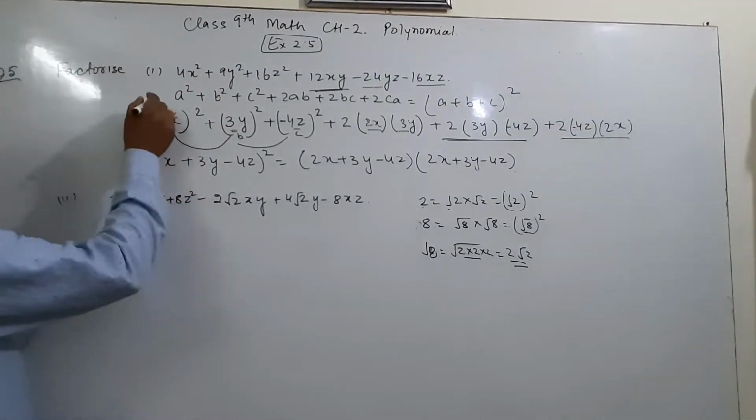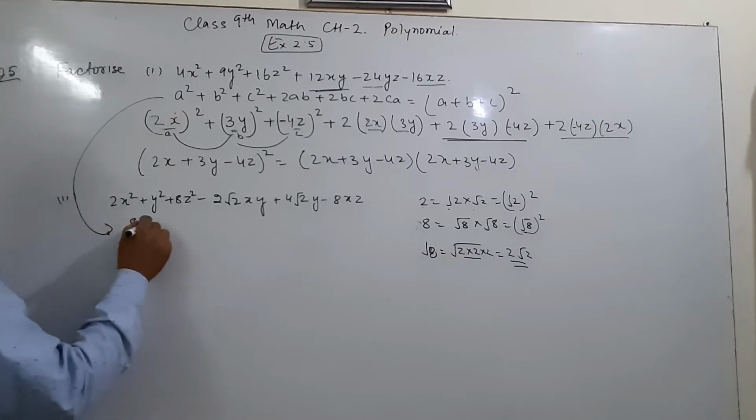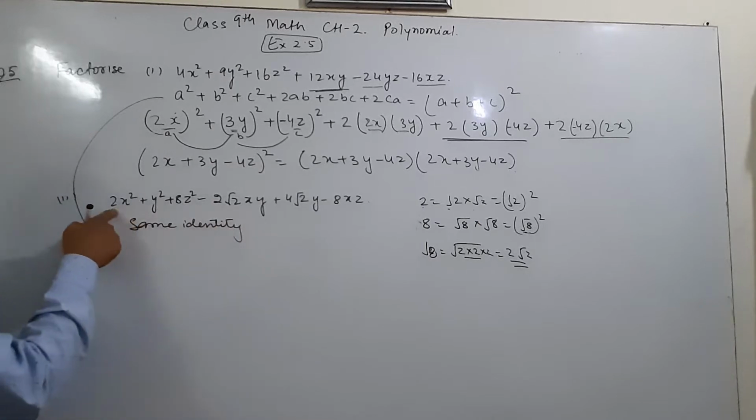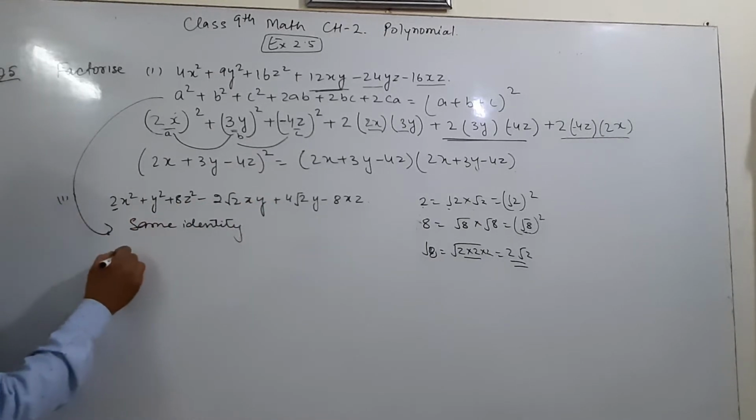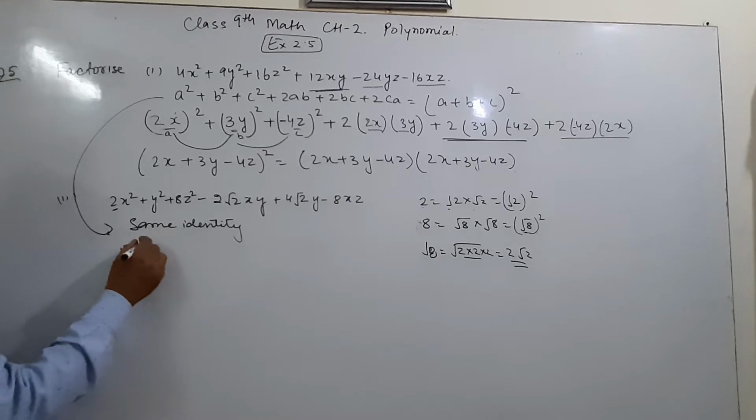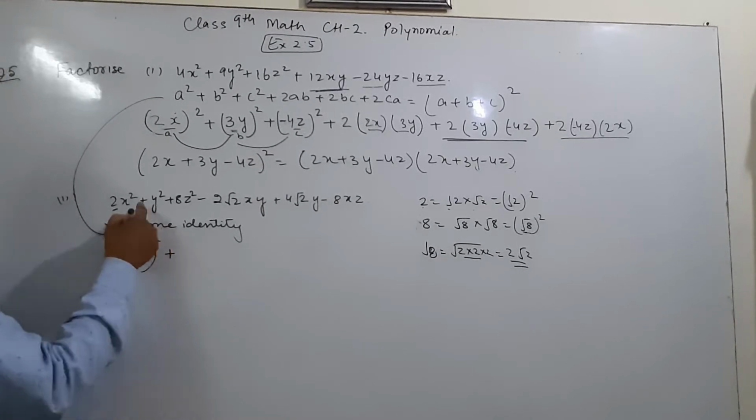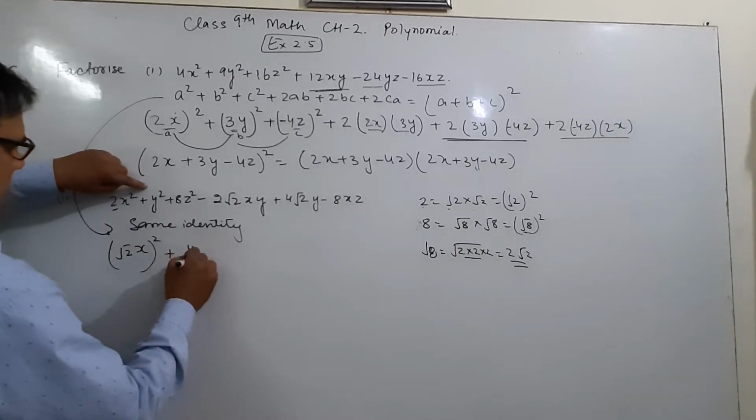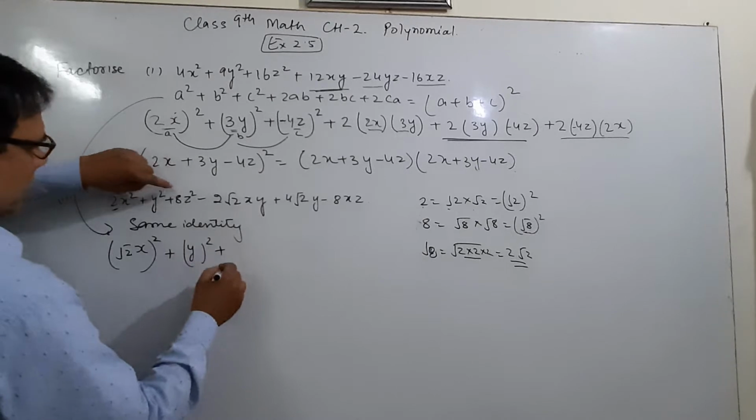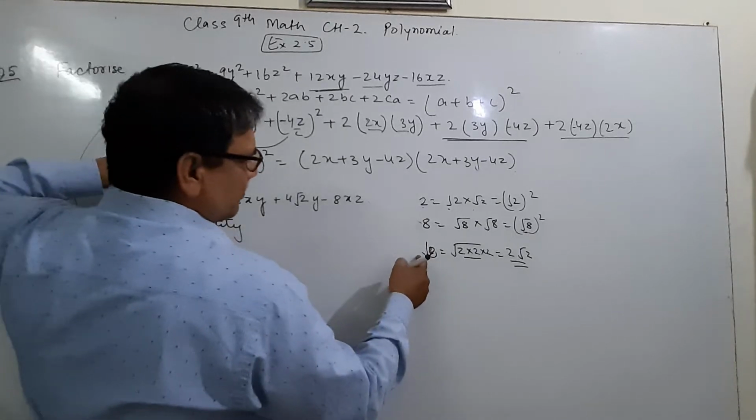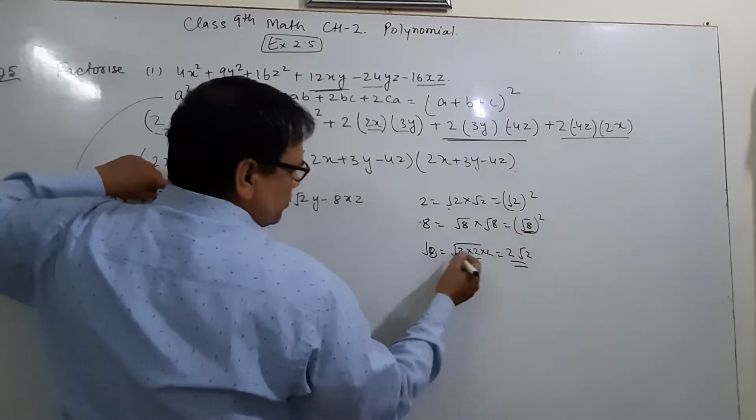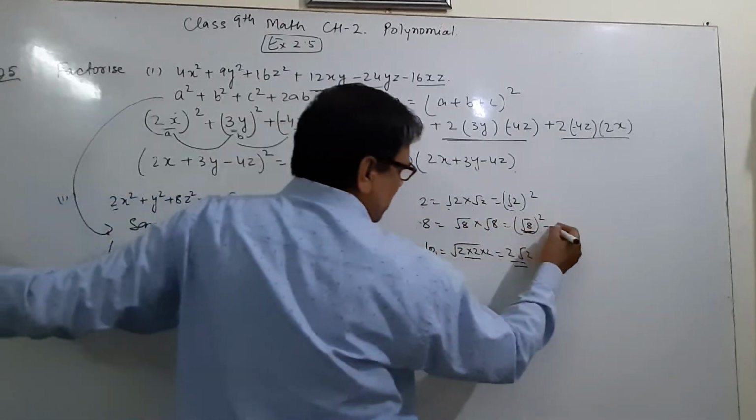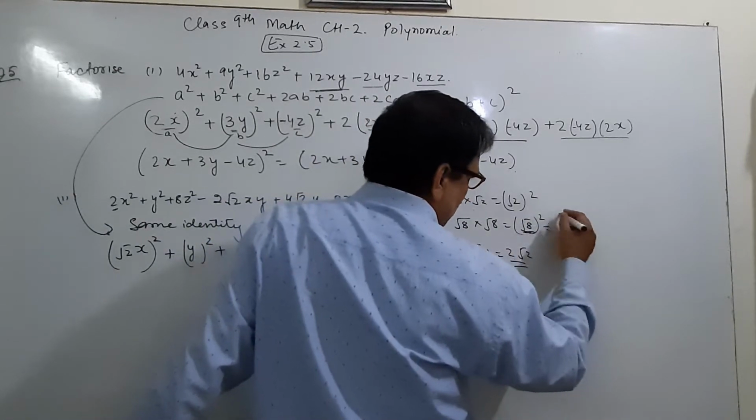And now simply we will write the same identity. 2 is the square of root 2, and this x is the same: root 2x whole square. And here is no numerical value, so we simply write y square, plus 8 is the square of root 8. And root 8 is equal to 2 root 2.